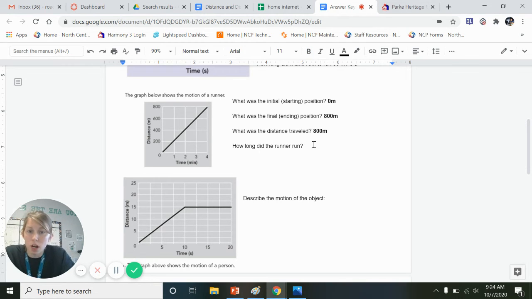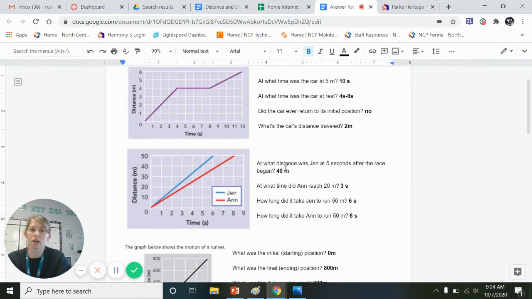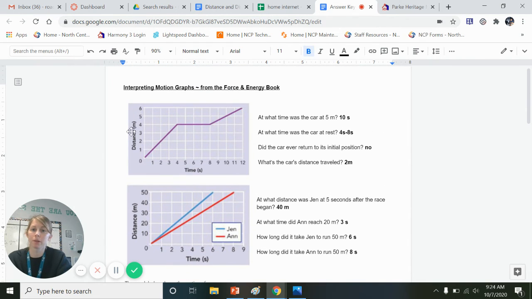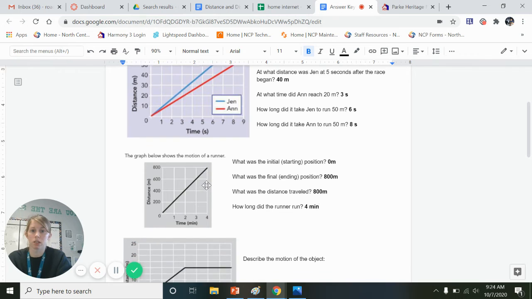How long did the runner run? It would just be, so this line starts here and it ends up here, and so what time was that? 4, and the unit is minutes. I had lots of students just write 4 seconds because all these other ones were in seconds. Another side note, when you make a motion graph, you always put time and your unit at the bottom, and then distance and the unit on the side. That's very important to do.